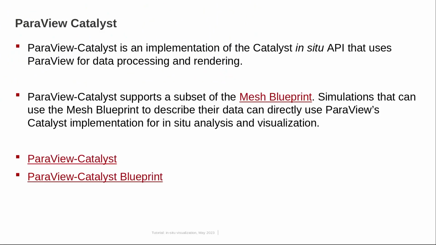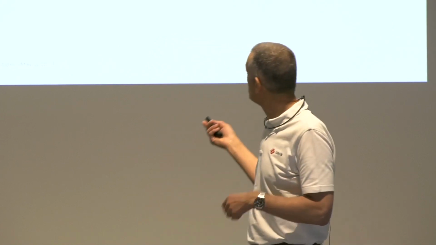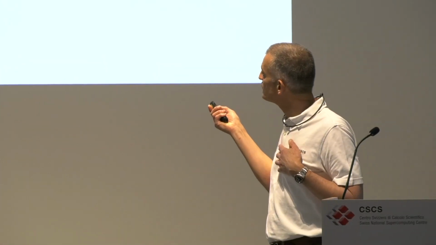ParaView Catalyst supports a subset. I don't know exactly what parts are missing at the moment, but it continues to grow, so this perhaps is not a fair statement of the mesh blueprint. The mesh blueprint, we've seen that this morning. It's this convention of usage, which means that the effort that you put in this morning to encode your data for Ascent, that same source code description can be used for Catalyst. It uses the blueprint.